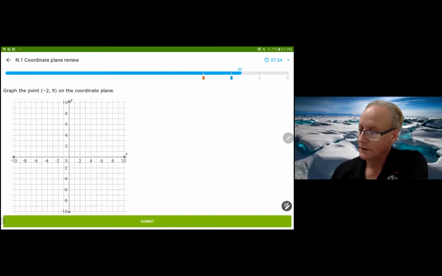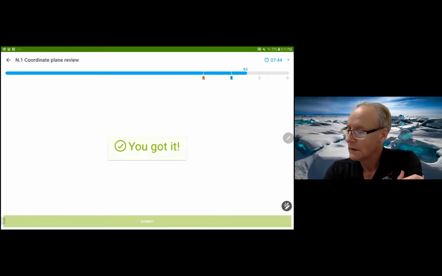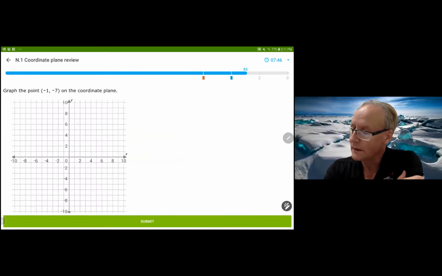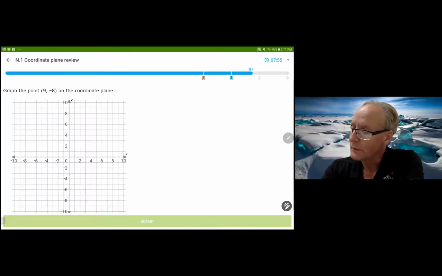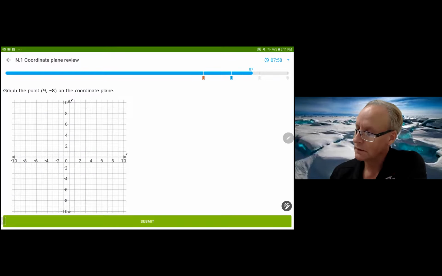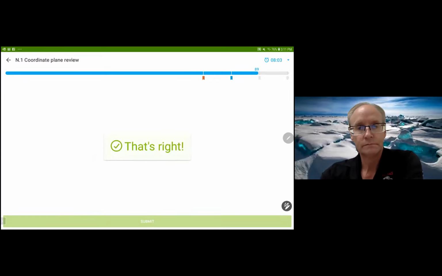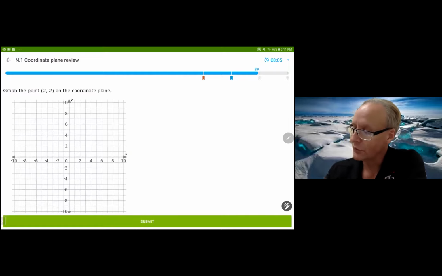-2, 9. -2 for X, 9 for Y is located right there. Hopefully you can see it. Now we want the point at -1, -7. I'm going to go a little faster now. We want the point at 9, -8, which is right there. And this time we want 2, 2, which is right there.